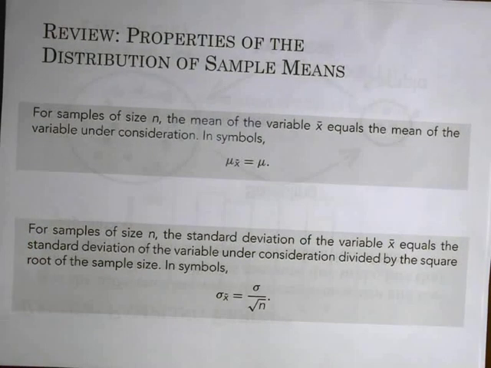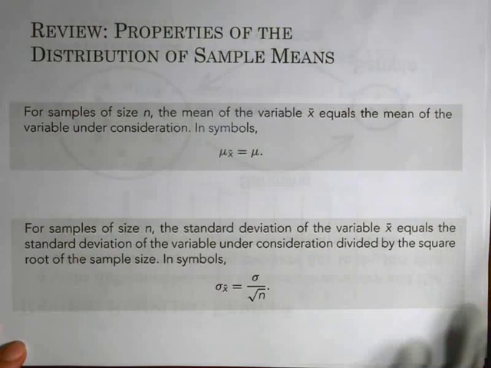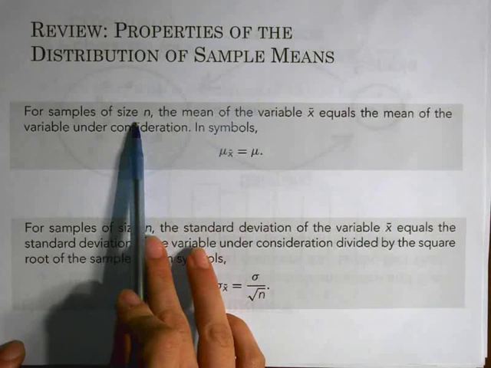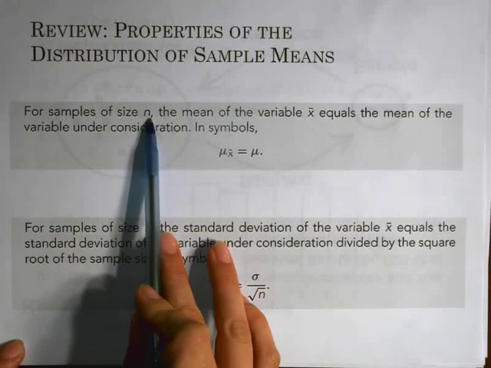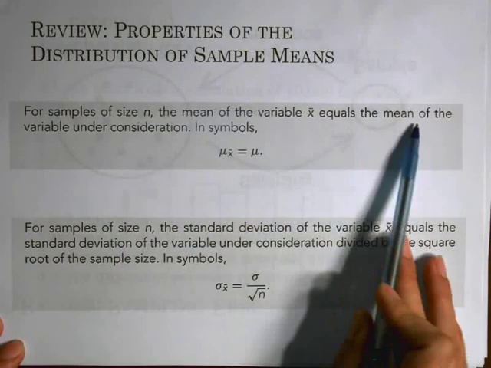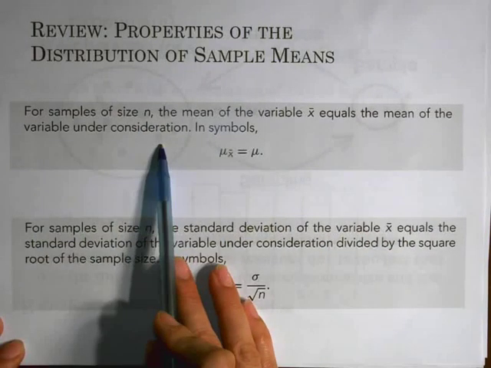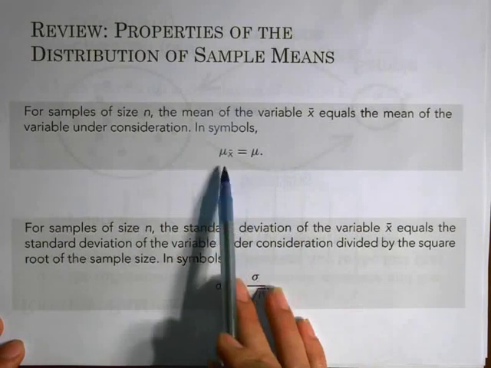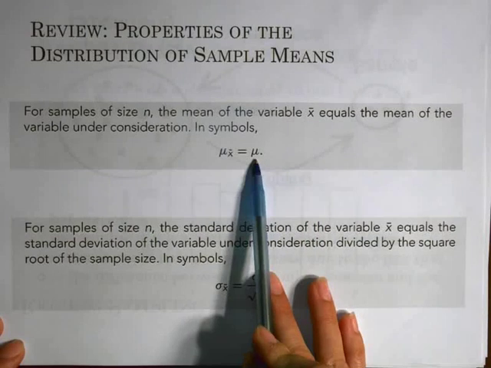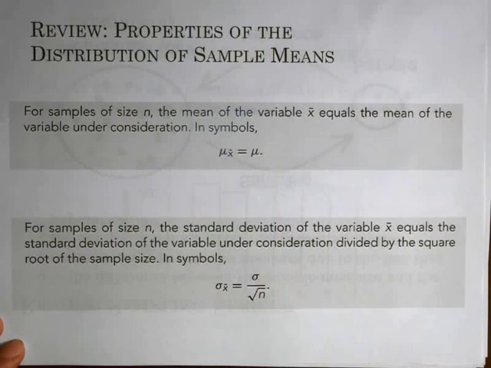So a couple of things. A property of the distribution of sample means is that if I take a sample from a population, and the size of that sample is n, there's n different observations. There's 30 students in the applied statistics class. The mean of the variable equals the mean of the population. So the mean of the sample mean is the mean of the population.